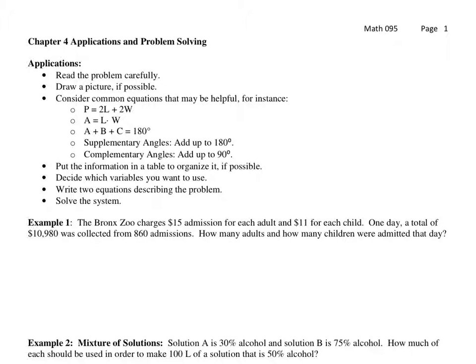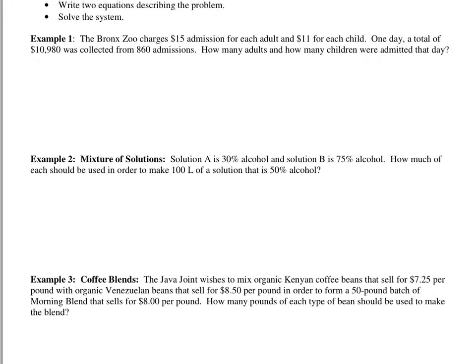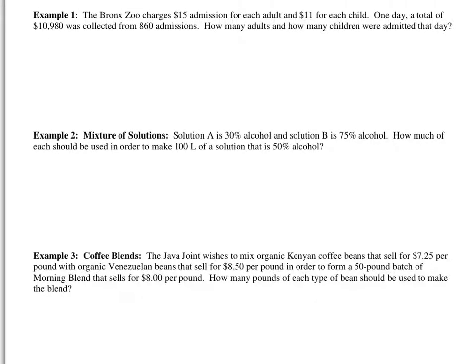Sometimes we have enough information that we need to organize it so we can put it in a table. If possible, that helps. We can decide what variables we want to use, write 2 equations describing the problem, and then solve the system. People usually have a preference. They usually prefer to do substitution or elimination. So we'll try to work these systems using both methods. Sometimes when I look at a problem, one method just kind of stands out for me.